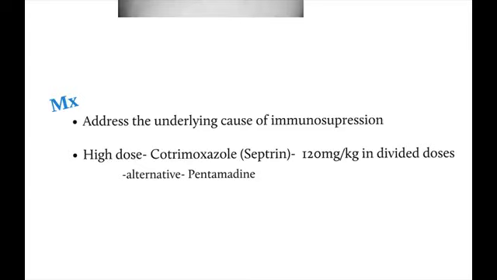And it's called Septrin, it's a trade name. It's 120 milligrams per kilogram. The usual dose for prophylaxis is like 960, something like that, 3 times a week. But this is 120 milligrams per kilogram in a day in some divided doses, 4 to 6 is the usual. An alternative can be pentamidine, and this can be nebulized or given IV.